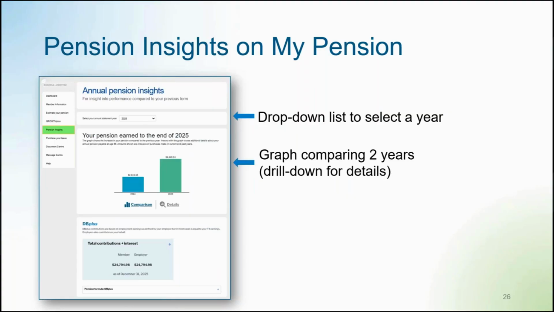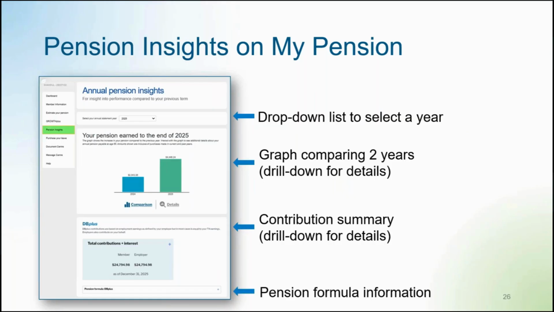Next, there is a graph that compares the accrued pension for the selected year to the prior year. There's a drill down for more details, which I'll show you in a minute. Then, a section summarizing contributions and interest with another option for more details. And at the bottom, an option to expand that section for an overview of how the pension formula works.